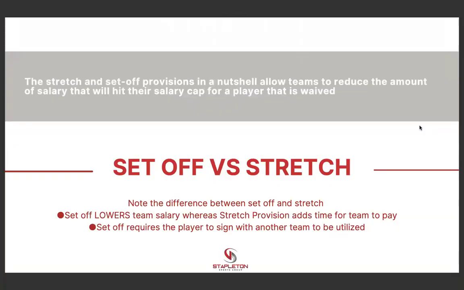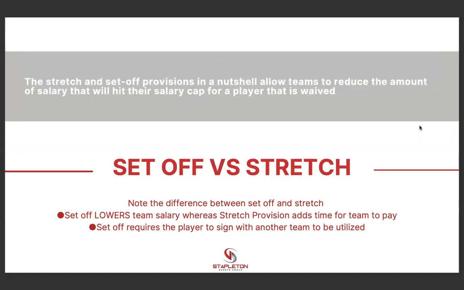So the stretch and the set off provisions, in a nutshell, allow a team to reduce the amount of salary that will hit their salary cap for a player that is waived. So essentially, if you're not familiar with what it means for a player to be waived, it's when they get cut. So basically, a team cuts a player, but they are still responsible for the guaranteed amount of that player's contract. So in their mind, they're like, what can I do to remove some of this salary to enable me to sign another player? That's what this whole thing is about: moving the salary cap around to make sure that you have the best team possible and that the players that you have are paid and they are happy.